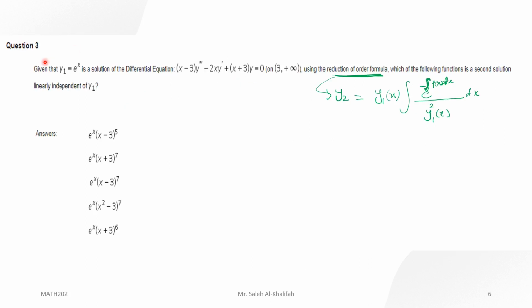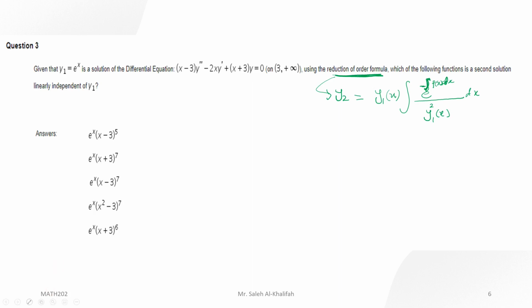We have question number 3. It says that given that we have y1 equal to e the exponential function as a solution of this differential equation on this interval positive x greater than 3, now it says using the reduction of order formula, this is the formula you should know it: y1 the first solution times the integration of the exponential of minus the integral of p of x, I will explain what is p of x, all over first solution squared with respect to x. Then which of the following functions is a second solution that is linearly independent of y1?